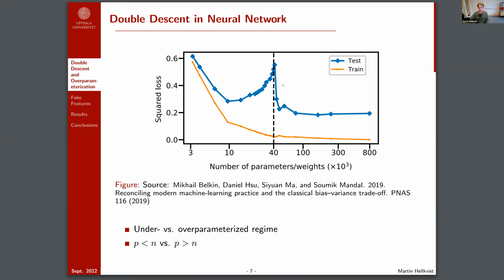So we will refer to the regime on the left-hand side of this threshold as the underparametrized regime, because the number of tunable parameters P is generally smaller than the number of training samples N. We refer to the regime on the right-hand side of the peak as the overparametrized regime, where we have more parameters than we have training samples.